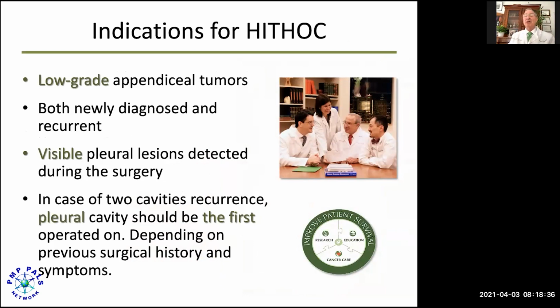The pleural cavity is a more rigid cavity which doesn't have that many recesses or corners like you do in the abdomen. So usually HITHOC tends to be a faster procedure, although one of the limitations is that you don't have an expansion cavity because of the bone.